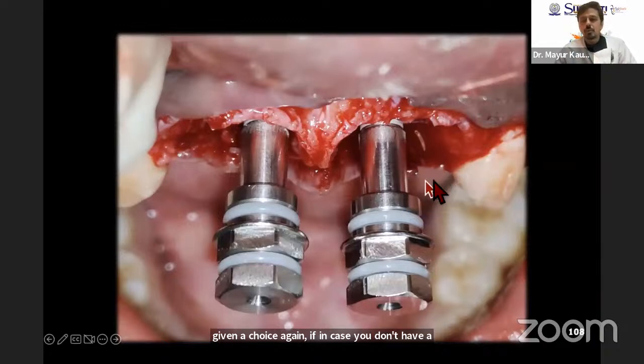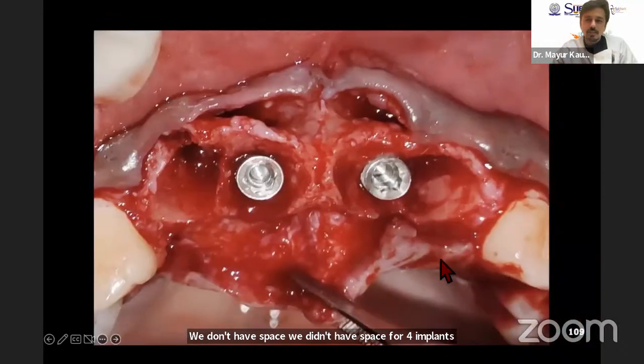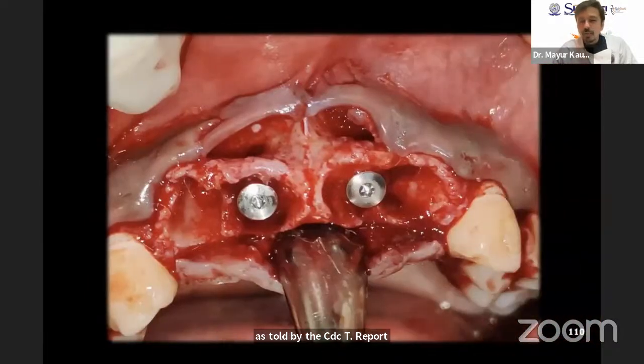The important thing which I want to show is that in this photograph, it is quite obvious that we don't have space. We didn't have space for 4 implants as told by the CBCT report. So please understand, in this, it is appearing wider as a 4. Now cover screws were placed.